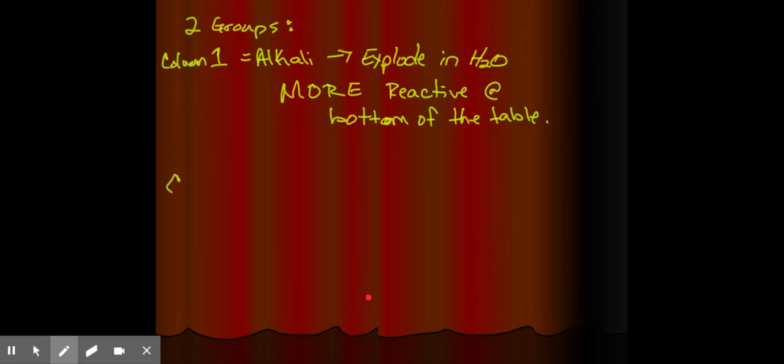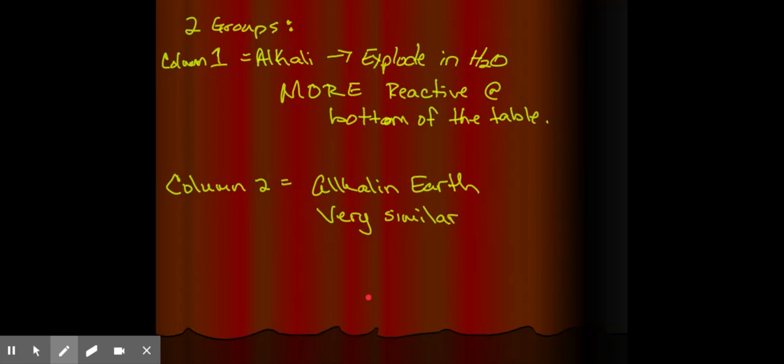The second group came from column 2, and they are called the alkaline earth. And they are very similar to our first group. The only difference is they are not quite as reactive. They're not quite as much as the alkali, so they're not quite as hard, they're not quite as dense, they're not quite as reactive as the first ones.